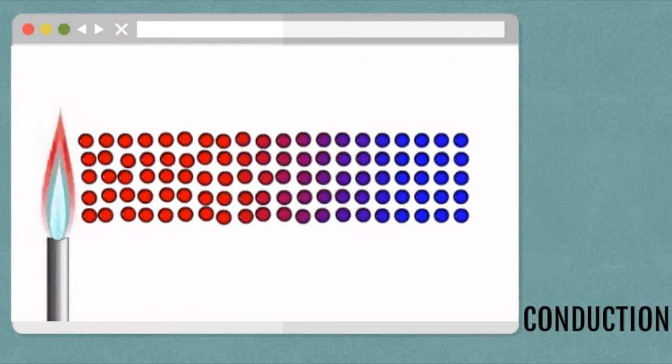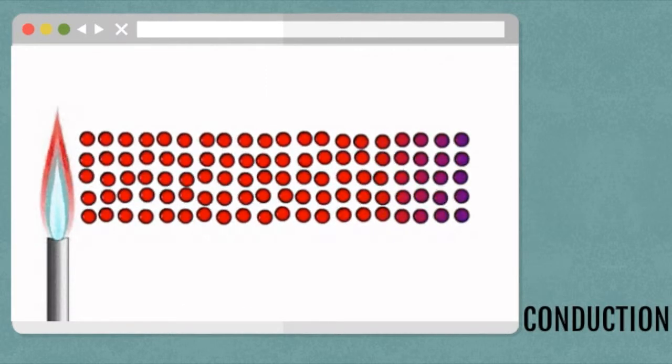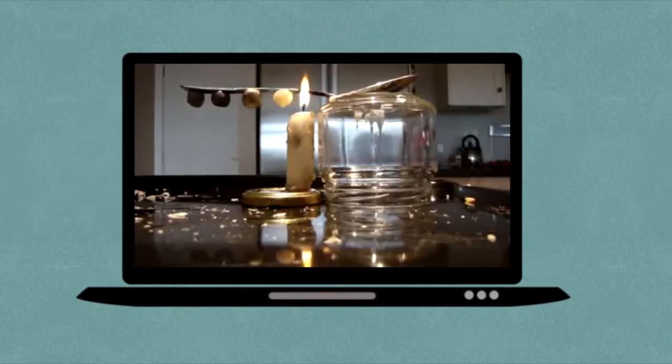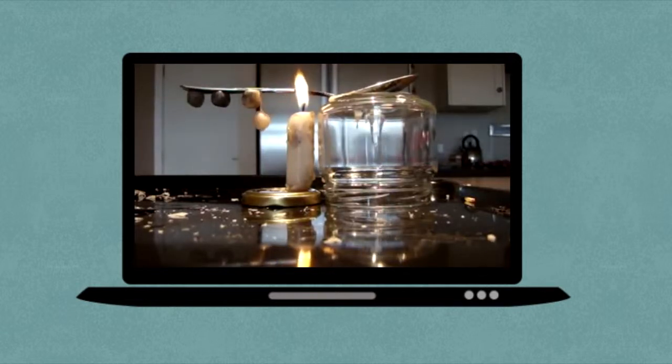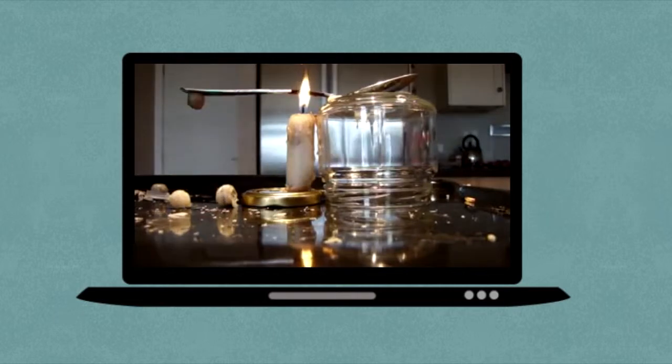Now the way conduction works is that one warm molecule that's vibrating will bump into other molecules, causing them to vibrate and eventually heat up. In this experiment, we have little wax balls attached to a metal spoon floating over a candle. This candle will create heat and cause the molecules to conduct heat within the metal spoon. This will cause the wax balls to melt and fall off.